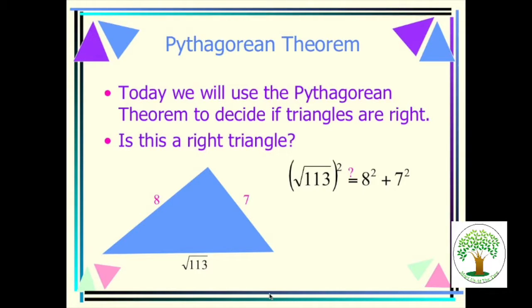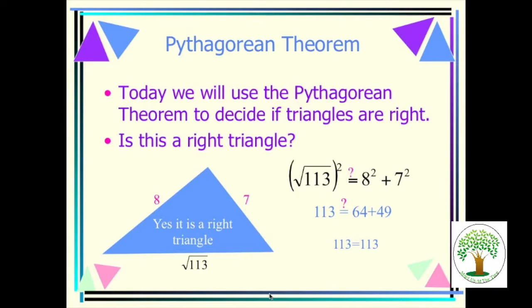Let's check. If I square the square root of 113, what will I get? 113. So the square root goes away, right? And this will be 64, and that will be 49, right? Okay, so what is 64 plus 49? Is it 113? You tell me. Yes, it is.